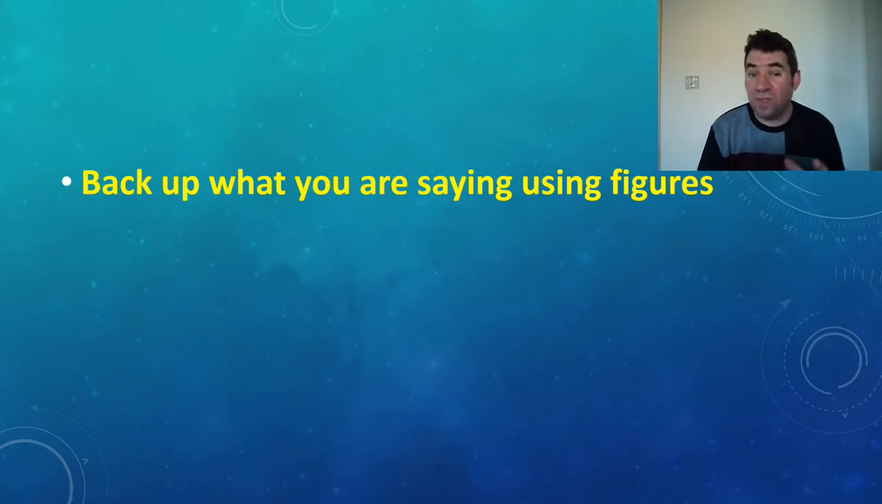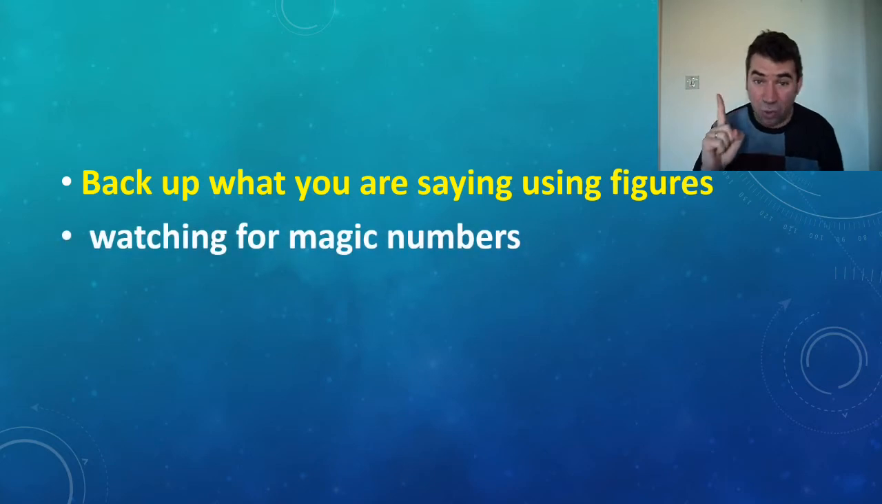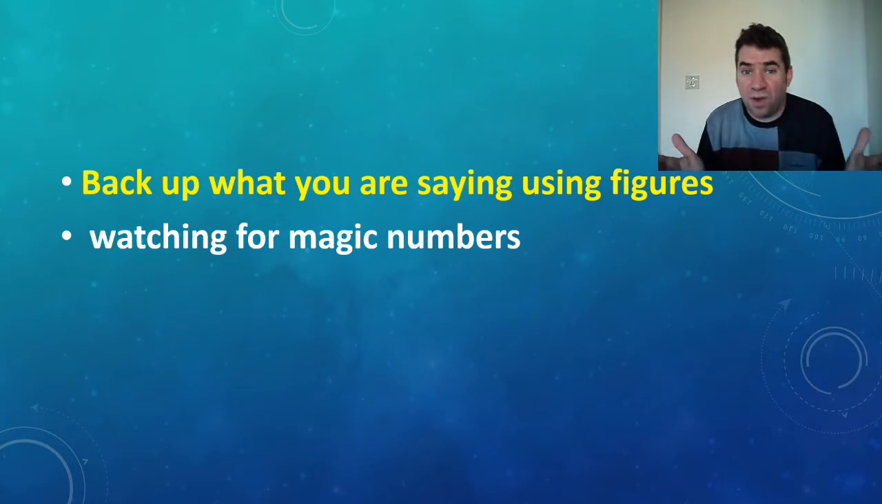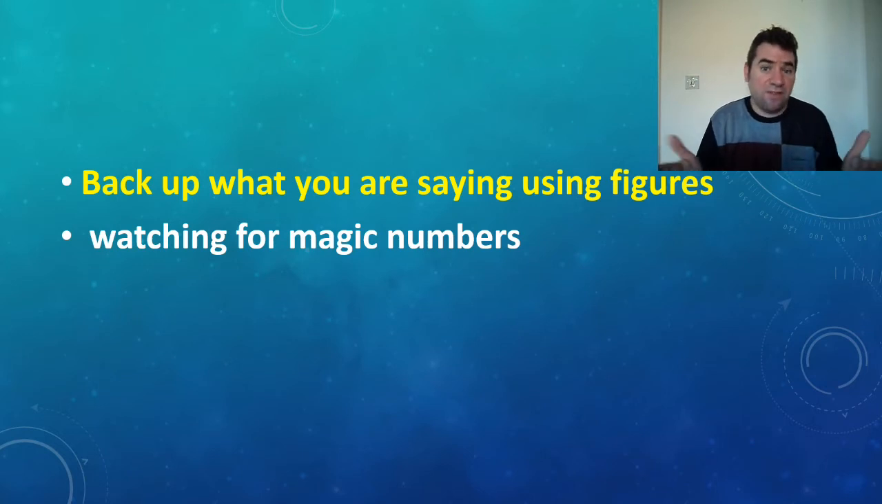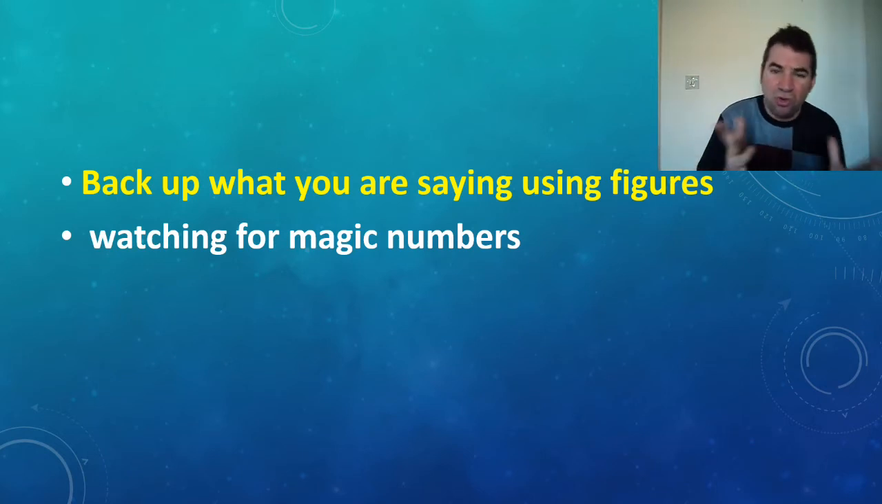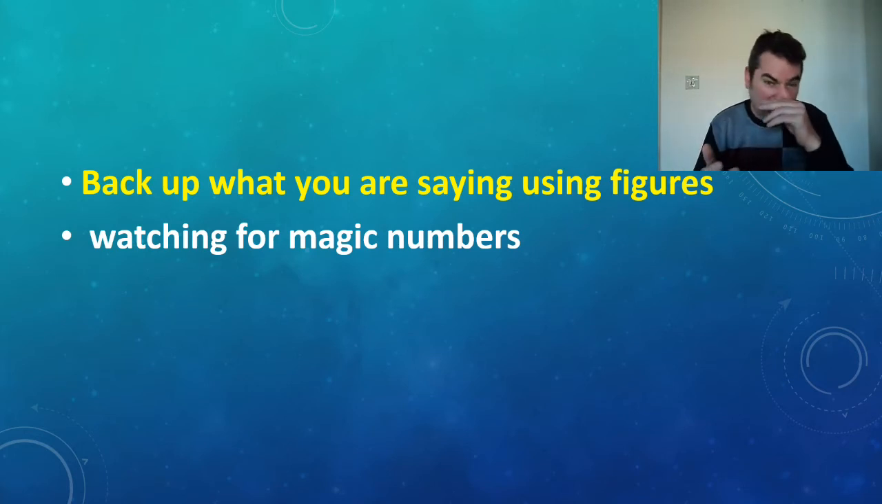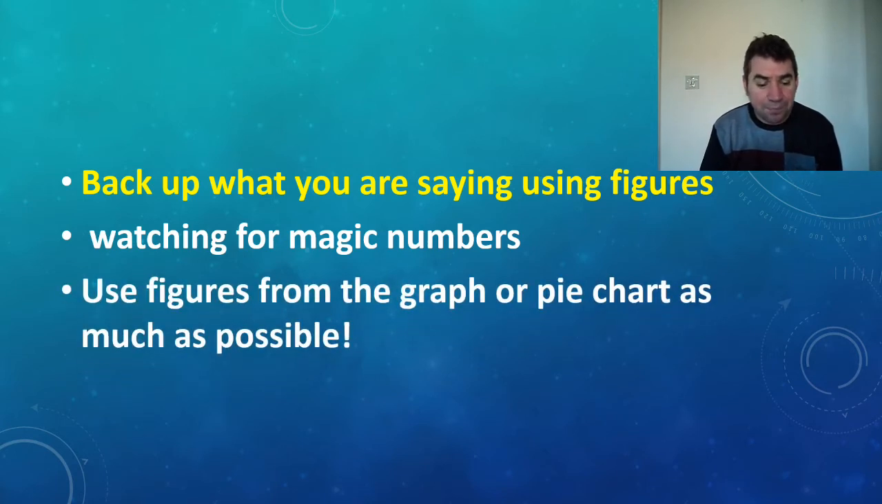Okay, watch out for these magic numbers. Again, there should be a link to a video that explains what these magic numbers are, as I call them. Things like 34%, that's very close to 33%, which is a third. 52%, that's very close to 50%, which is a half. 66 2/3%, 75%, 3/4, and you can use this to help compare and describe things. So look out for these magic numbers, and again, use figures, as I said here.